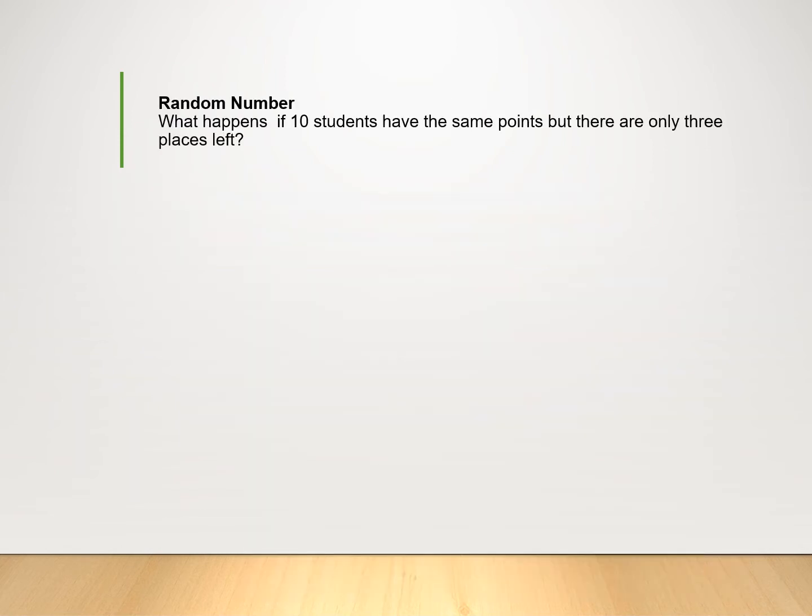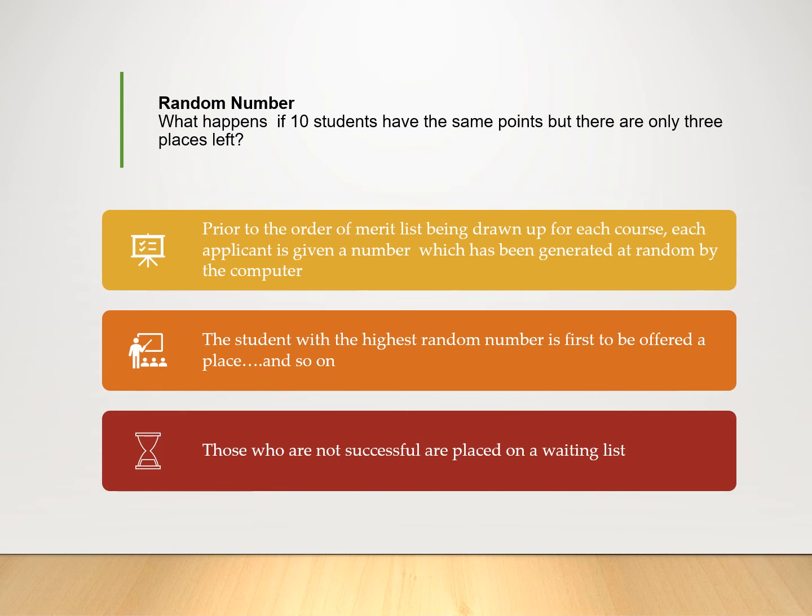Random numbers. You might be wondering what happens if 10 students have the same points, but there are only 3 places left. Prior to the order of merit list being drawn up for each course, each applicant is given a number which has been generated at random by the computer.